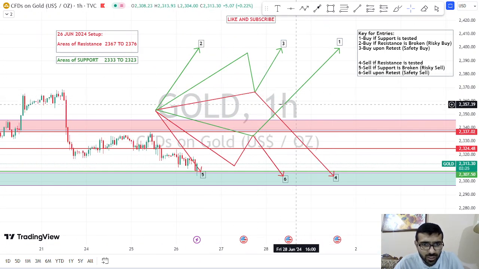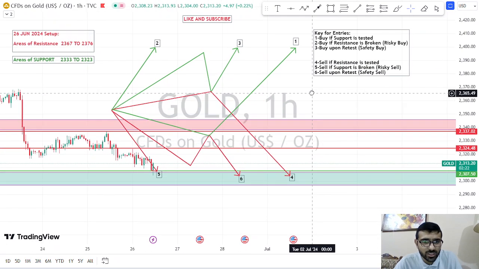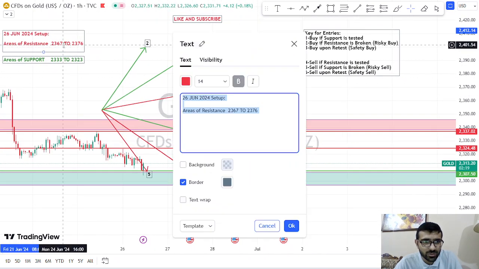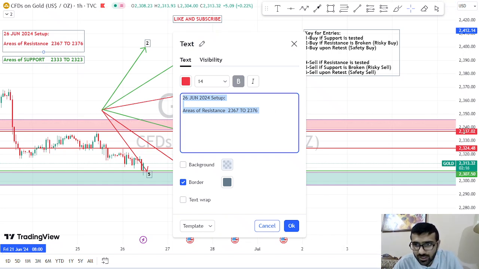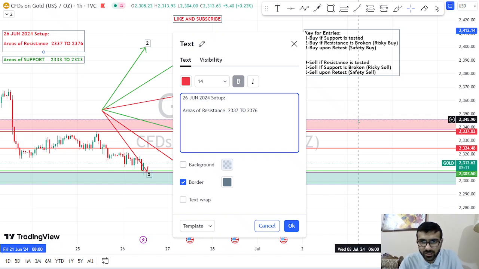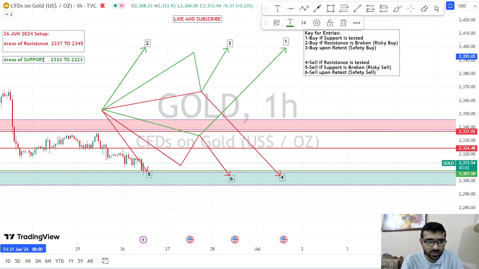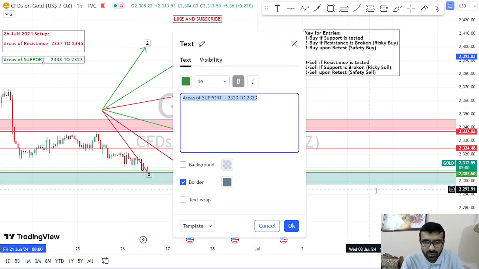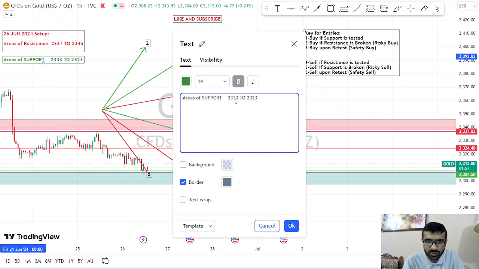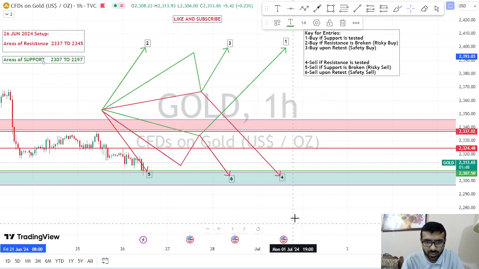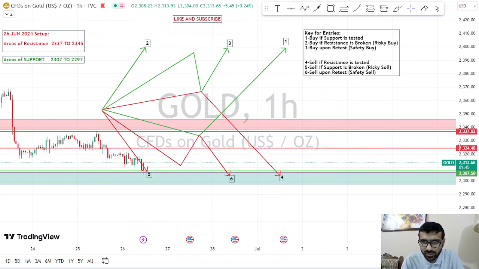Okay, so now let me write down the new areas of resistance and support for you guys, and let me also move these scenarios afterwards. Okay, so the area of resistance is 2337, and the major area of resistance is 2345. Okay, so the area of support is 2307, and the major area of support is 2297. Okay, and the minor area of resistance is 2324.